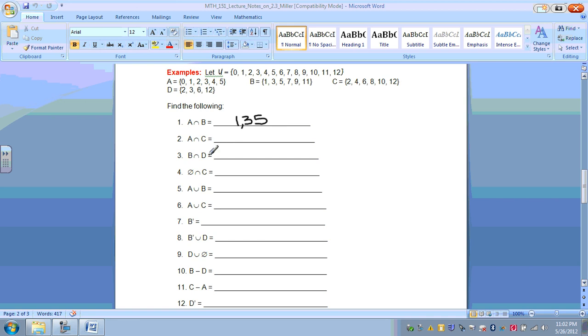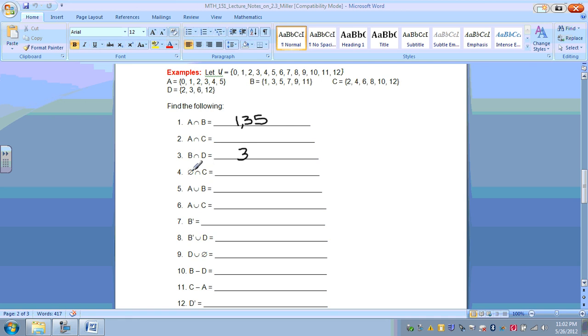Let's look at it. We're going to skip around on this just to do a few random examples. If we look at B and D, we want to see what do B and D have in common. B has a 1, D does not. B has 3, D has a 3. B has 5, 7, 9, and 11. So the intersection of B and D would be just the number 3.